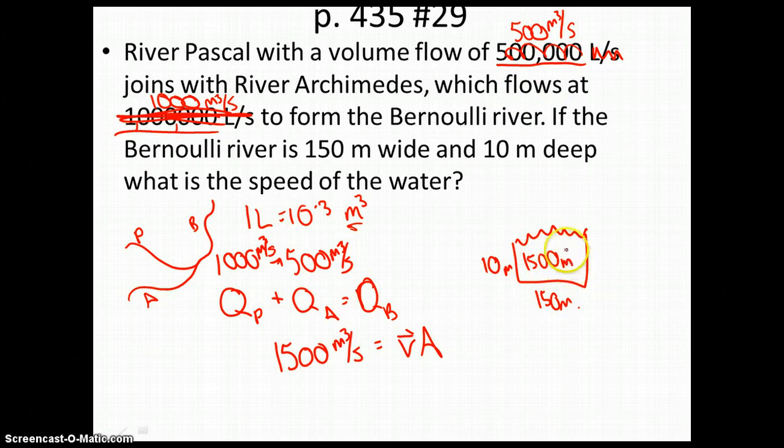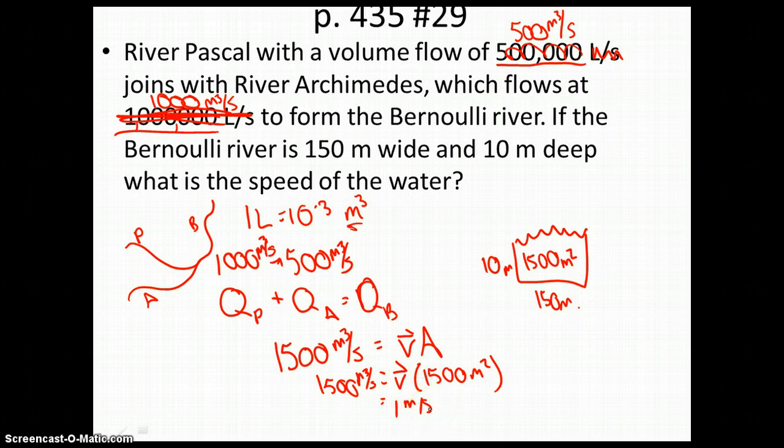1,500 square meters. And so then I'm going to come down here. The velocity is what I'm looking for. I know this has an area of 1,500 square meters, and that's equal to 1,500 cubic meters per second, which is going to give me a velocity of 1 meter per second.